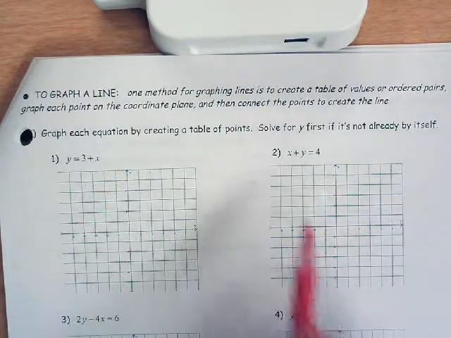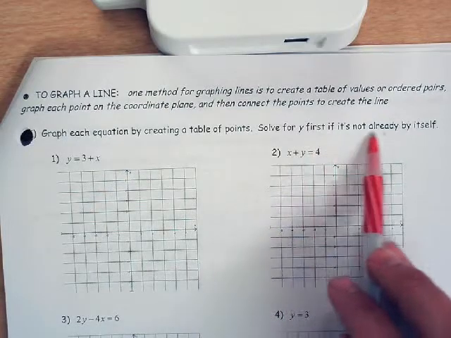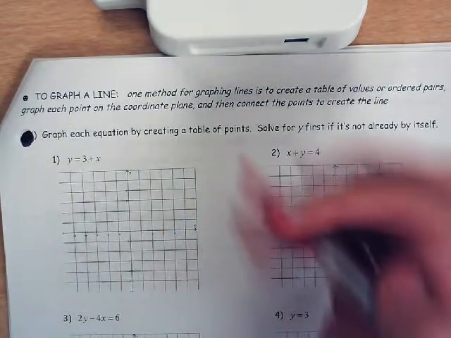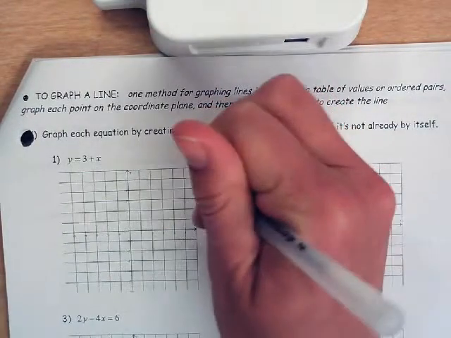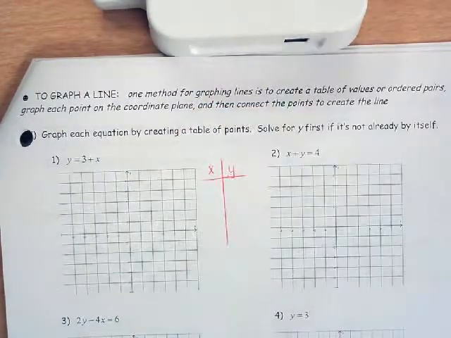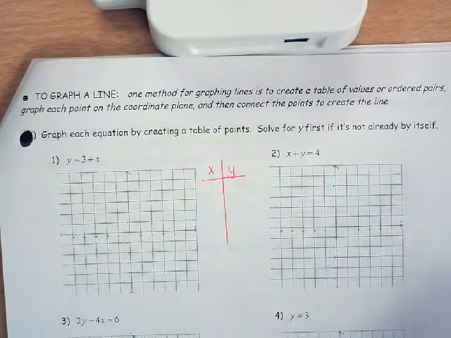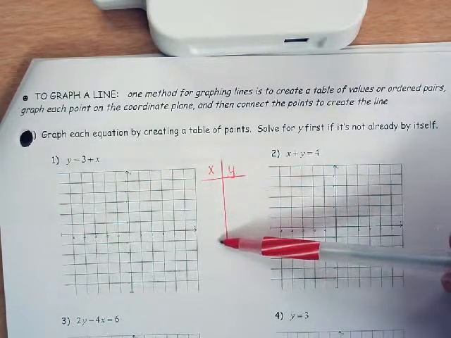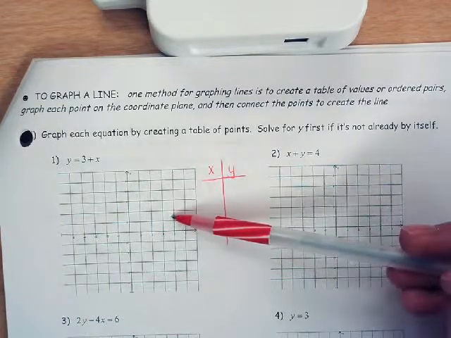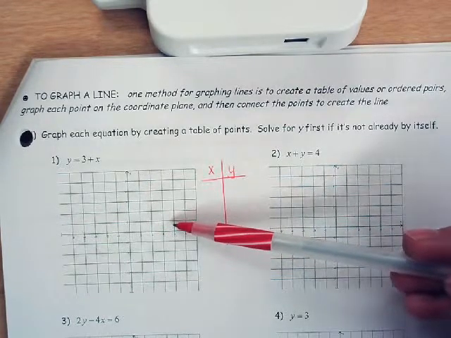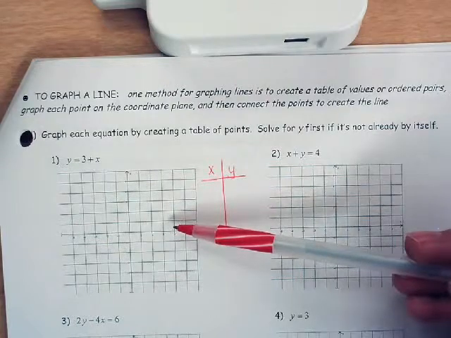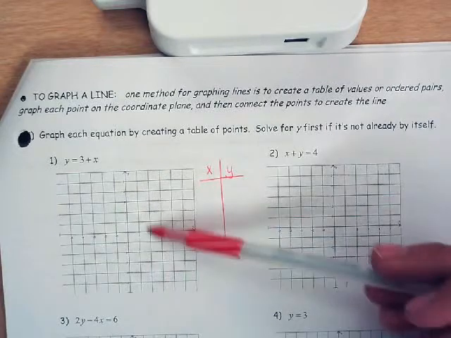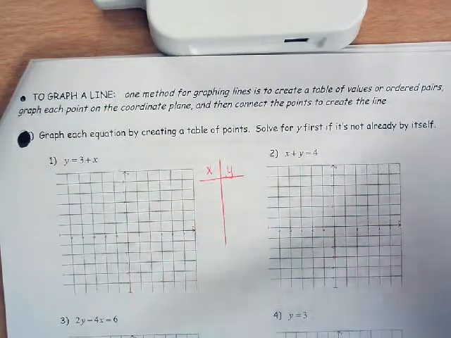So the first step is to solve for y if it's not already by itself. Number one, y is already by itself. So I'm going to make a little table, x values and y values. Now it doesn't matter what I pick for x. I can pick any number I want. I could pick 100 if I wanted to, but that would make our graph a little bit complicated. So we're going to try to stick with small numbers. I usually like to pick 0, 1, 2, -1, -2. That keeps me pretty close to the middle of my origin here.